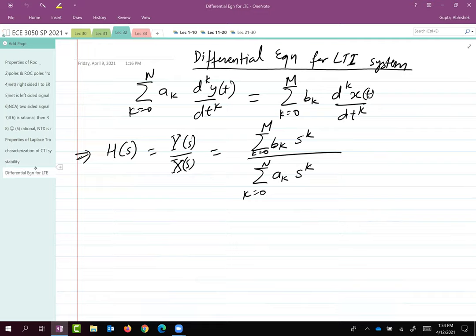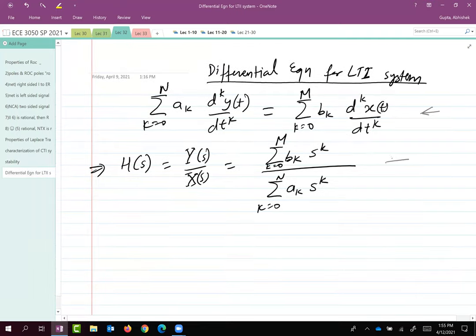And then we talked about differential equations for LTI systems. Typically, throughout this course, we have assumed that an LTI system can be represented by a constant coefficient linear differential equation, which looks like this. And just like in the case of the Fourier transform, or rather the frequency response of the system, you can now compute the Laplace transfer function of the system just by looking at the coefficients and taking the appropriate polynomial in the numerator and the denominator.